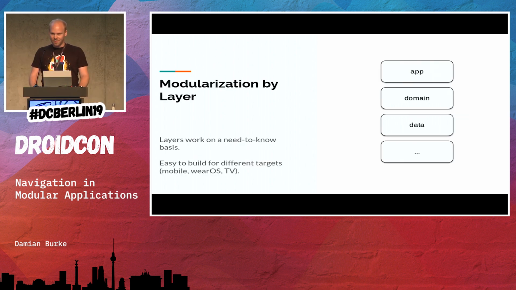If we switch a bit further, we see modularization by layer. The layers are, as always, up to discussion. These are just some examples. Here we can work on a need-to-know basis, so not every layer needs to know all of the others. Our app doesn't care about DTOs, for example. It's easy to reuse the layers if we want to target different systems, like a Wear OS app or a TV app.